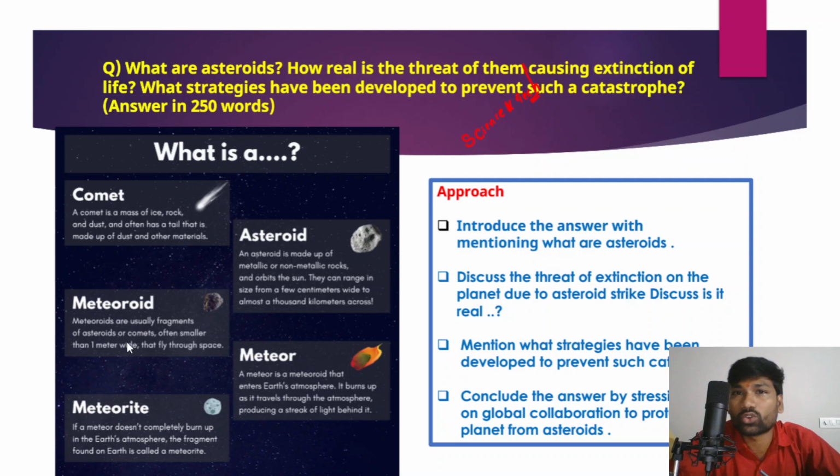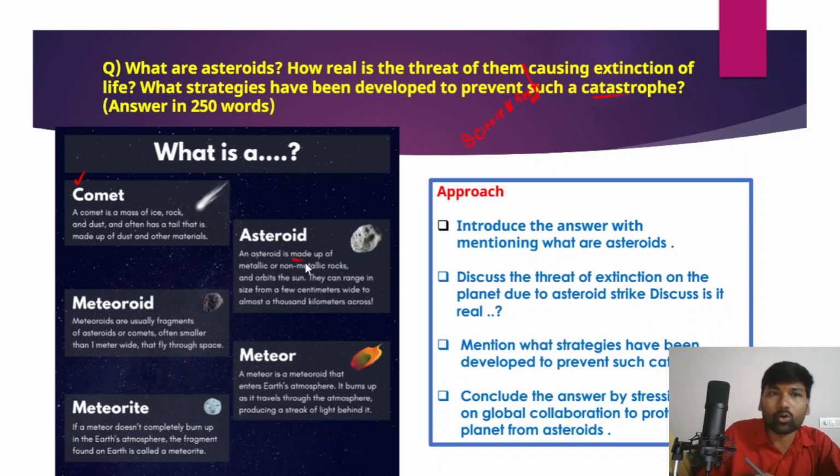So how can an asteroid impact actually cause extinction of life, and what strategies have been developed so far to prevent such a large scale catastrophe, right? So these are three different parts that we need to address in this particular answer, right? So you can also go through this image: what constitutes a comet, what constitutes a meteoroid, a meteorite, an asteroid and a meteor. Okay, so in fact, what is an asteroid?